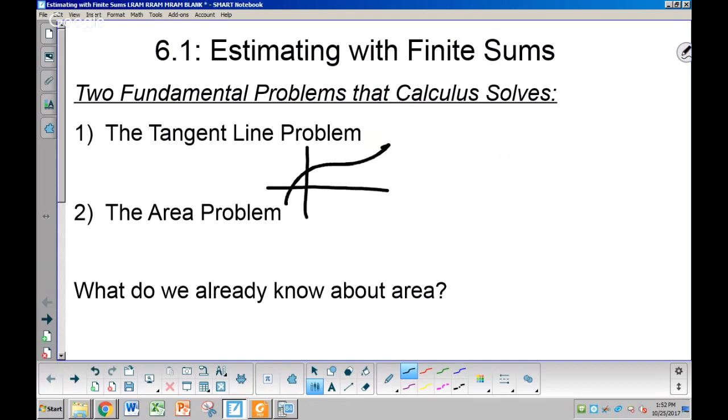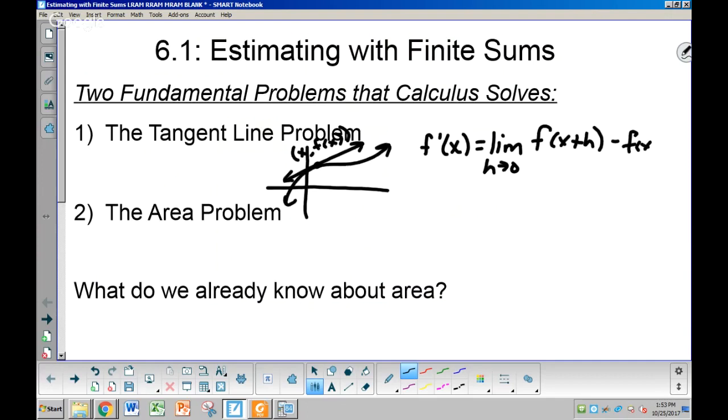So I'm going to draw my tangent line, my f of x with the tangent line. There it is. And this point is x, f of x. And how did it solve the problem? It said that the slope of the tangent line, or f prime of x, was going to equal the limit as h goes to 0 of f of x plus h minus f of x all over h. So yeah, we solved the tangent line problem. Or I shouldn't say we, calculus solved it. We just got to enjoy the ride.